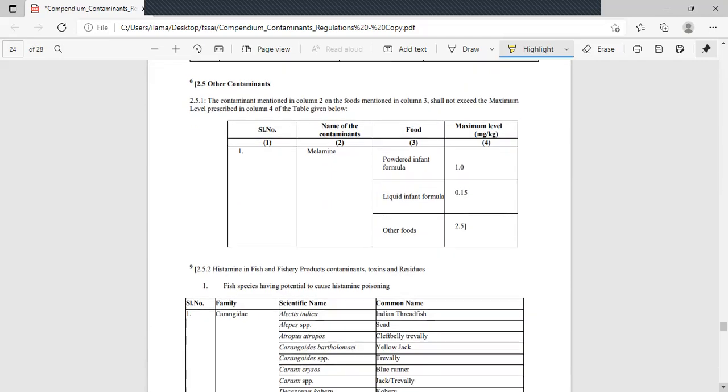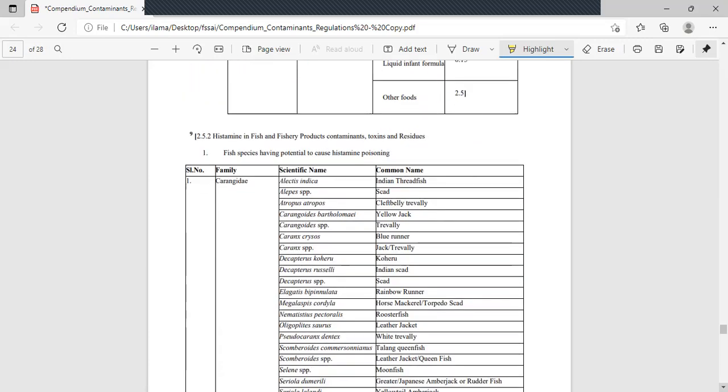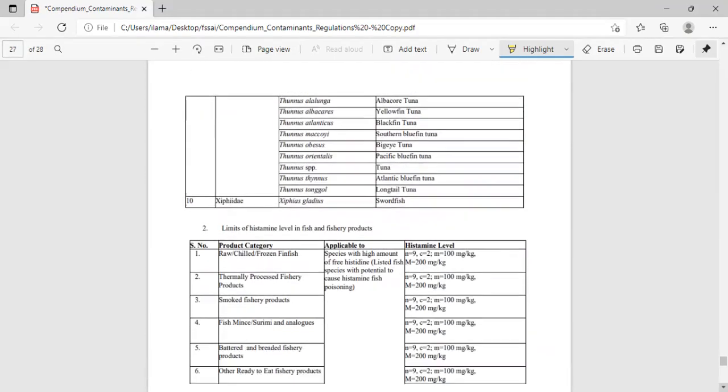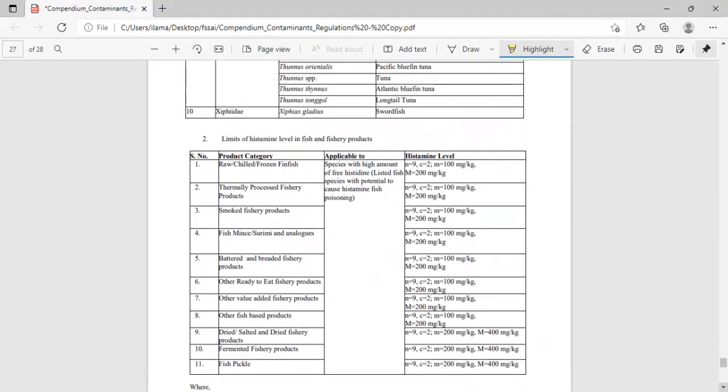And other contaminants, such as melamine, is mostly found in milk products. And note its maximum limit for powdered infant formula. It comes as 1 mg per kilogram, and liquid infant formula 0.15 mg per kg, and other foods it's 2.5. Here, histamine is mostly related to fish and fishery products. Please note which types of fishes have high potential for histamine poisoning, and the limits of histamine in fishery products.